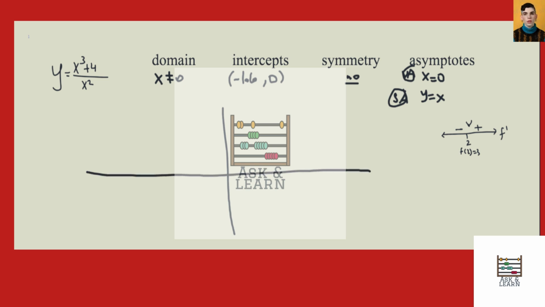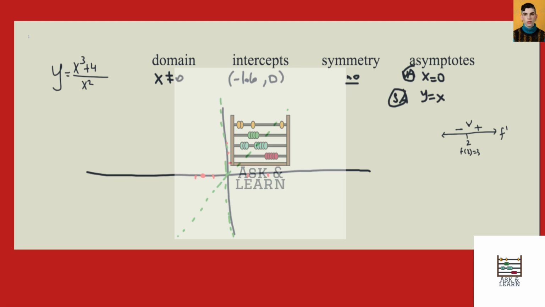So let's say this is 1, this is 2, this is negative 1, negative 2, this is 1, this is 2, 1, 2, 3. Okay, and asymptotes at x equals 0, and y equals x. It's this diagonal line. Okay, we have an intercept at negative 1.60, which is approximately here. This is a rough sketch. And we have a local minimum value at 2, 3.